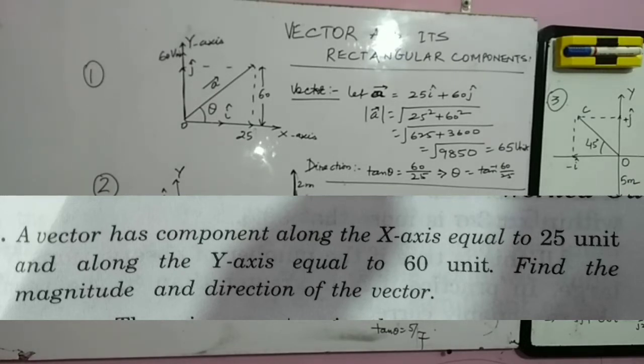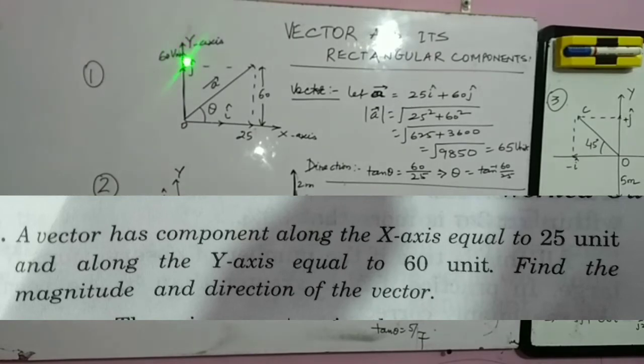Can we not have any other method? Yes, we can have another method also. So we will try to write this question in rectangular components, that is, in unit vector components, the i unit vector and the j unit vector, right? So you can see on the board, this is your question.